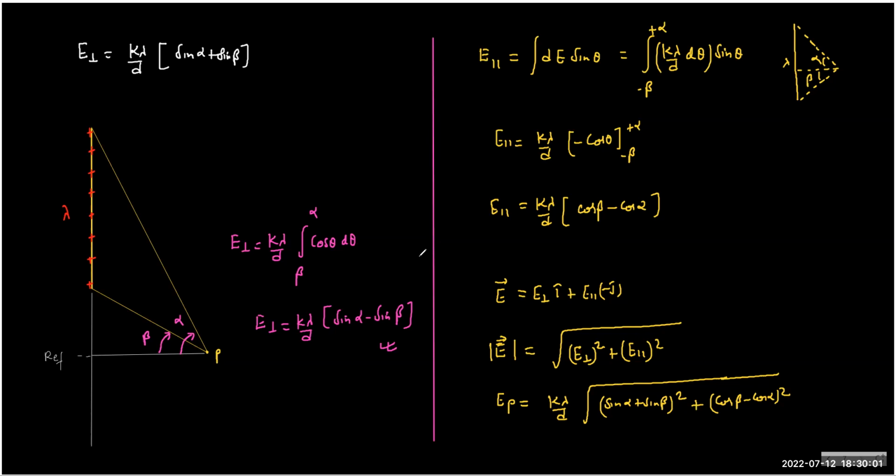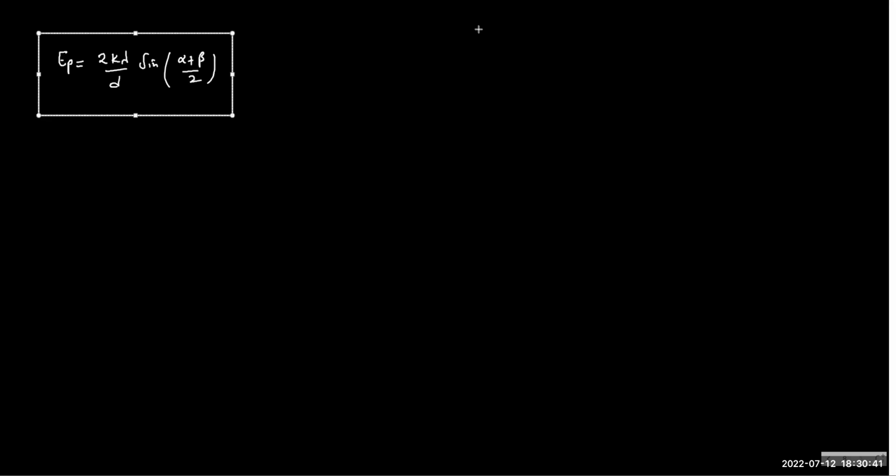2k lambda by d sine of alpha plus beta by 2. So the EP turns out to be 2k lambda by d into sine of alpha plus beta by 2. Now this is something interesting. So what is interesting here?